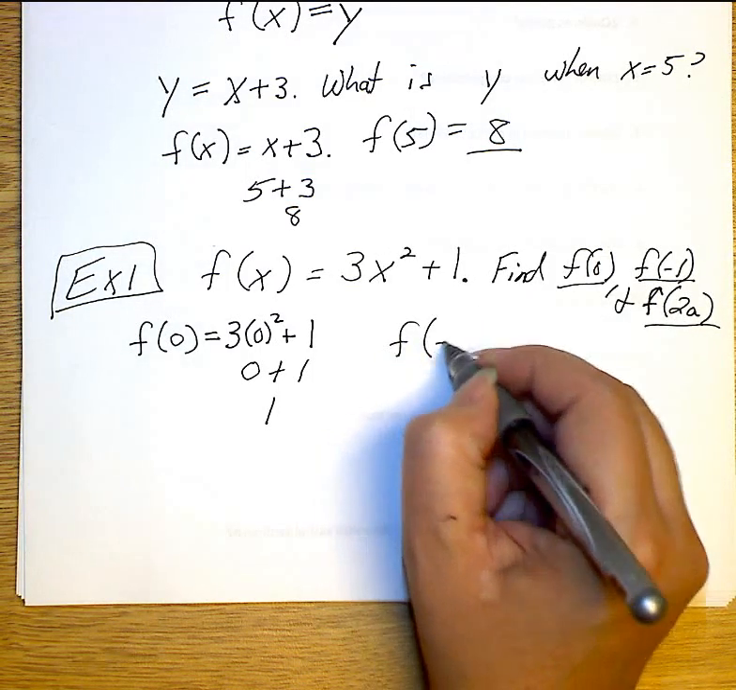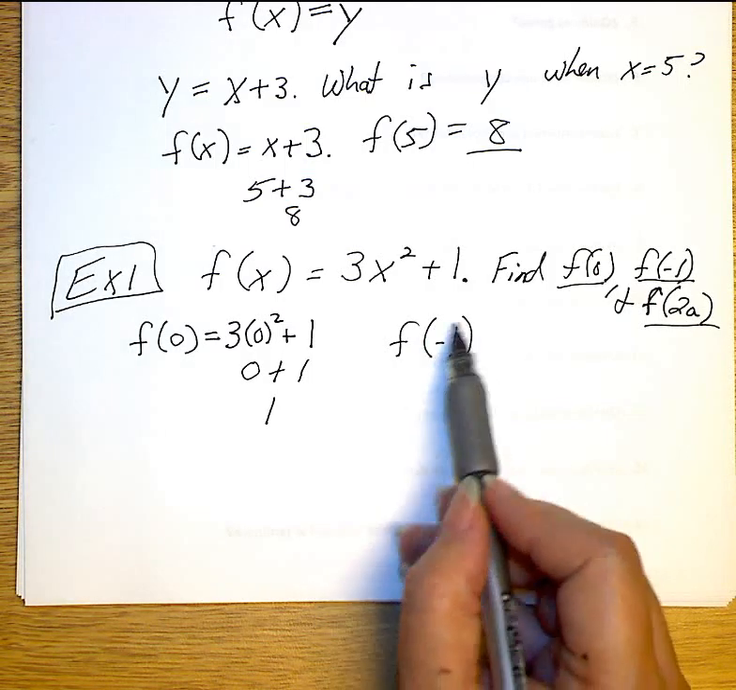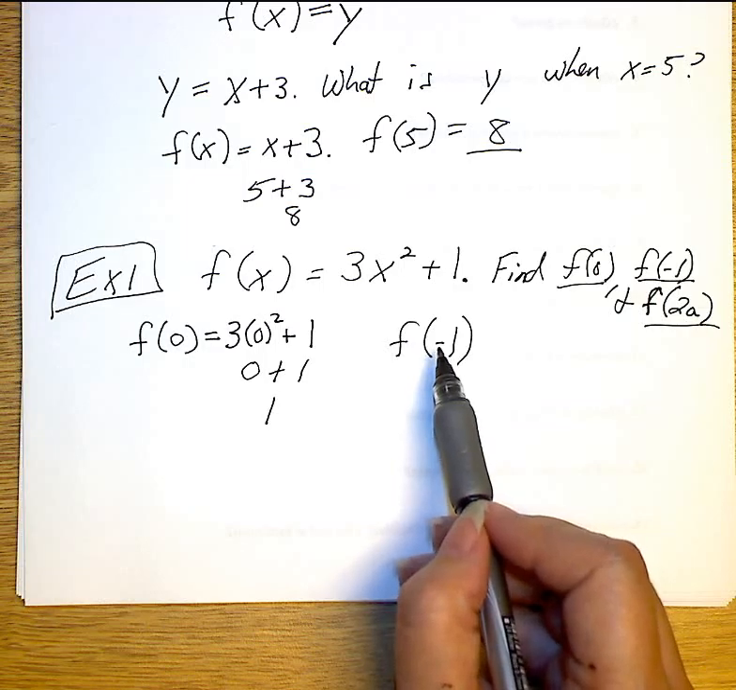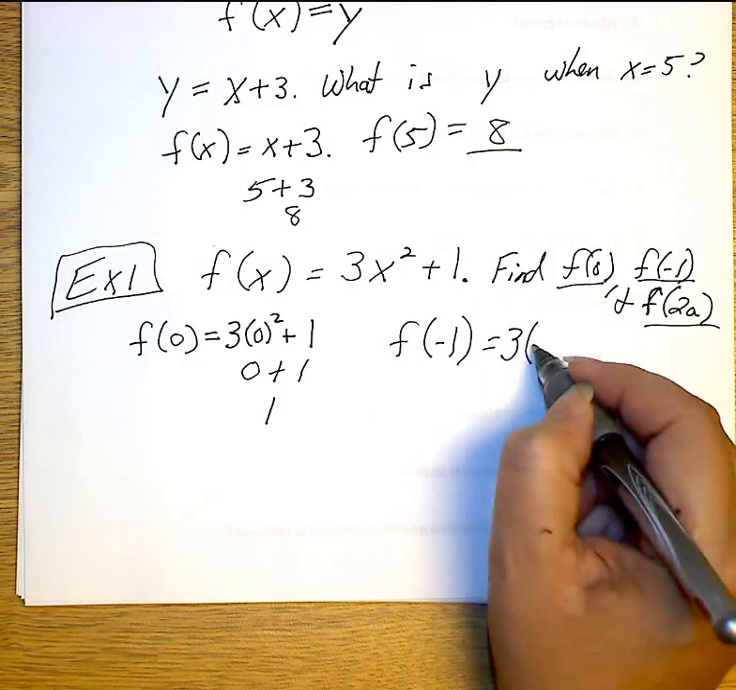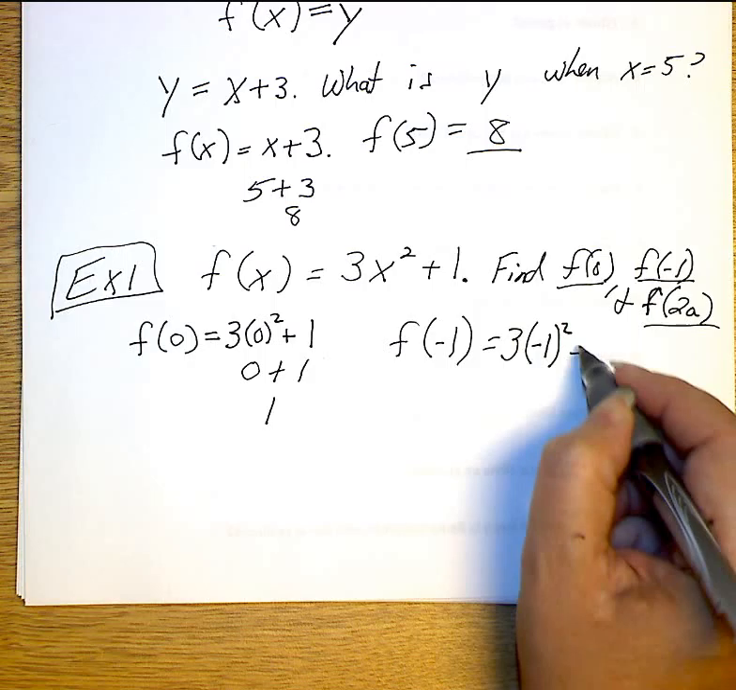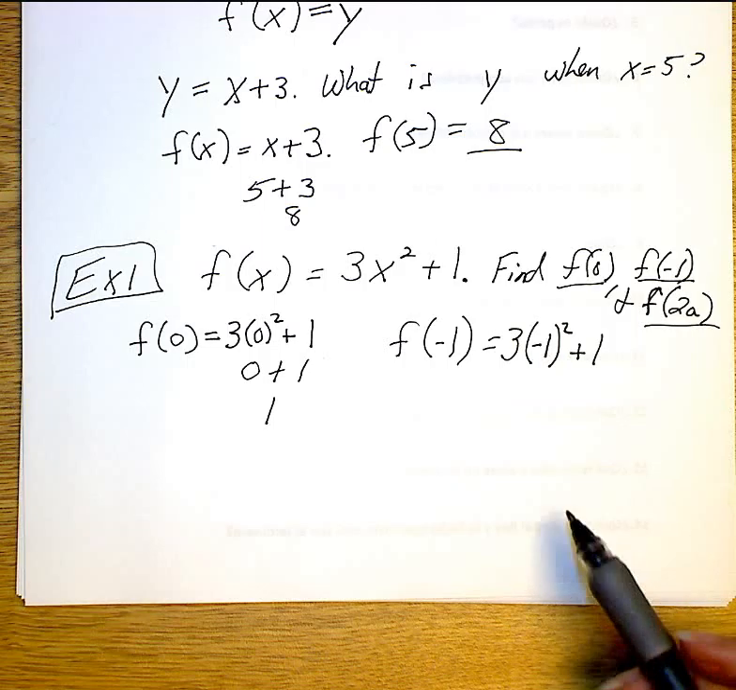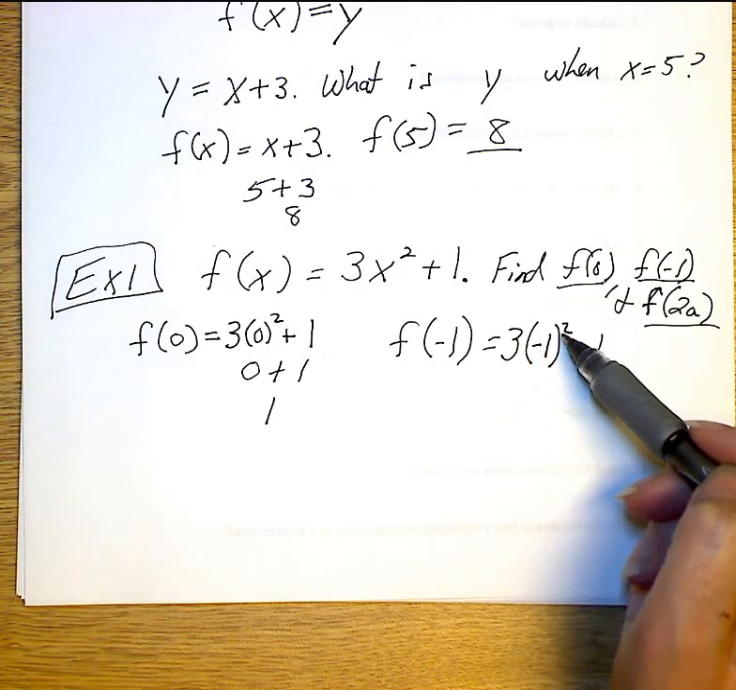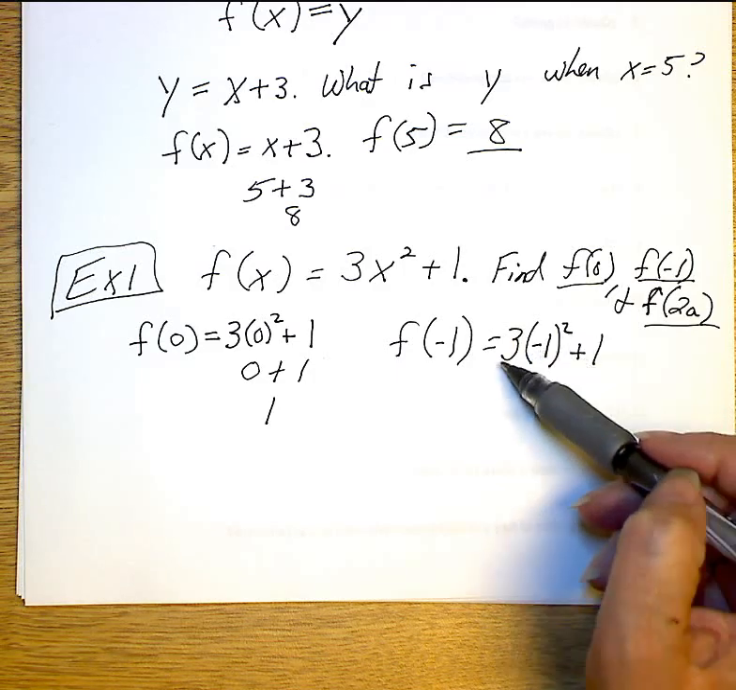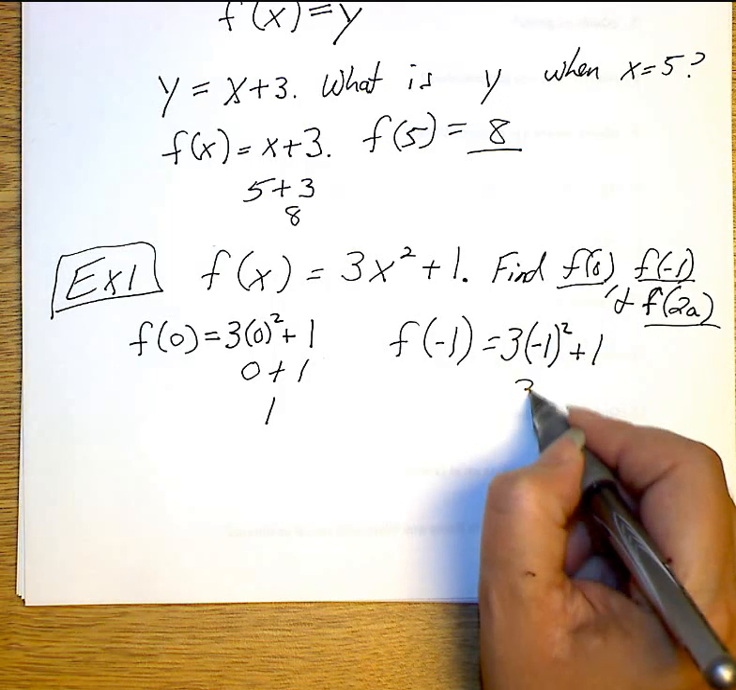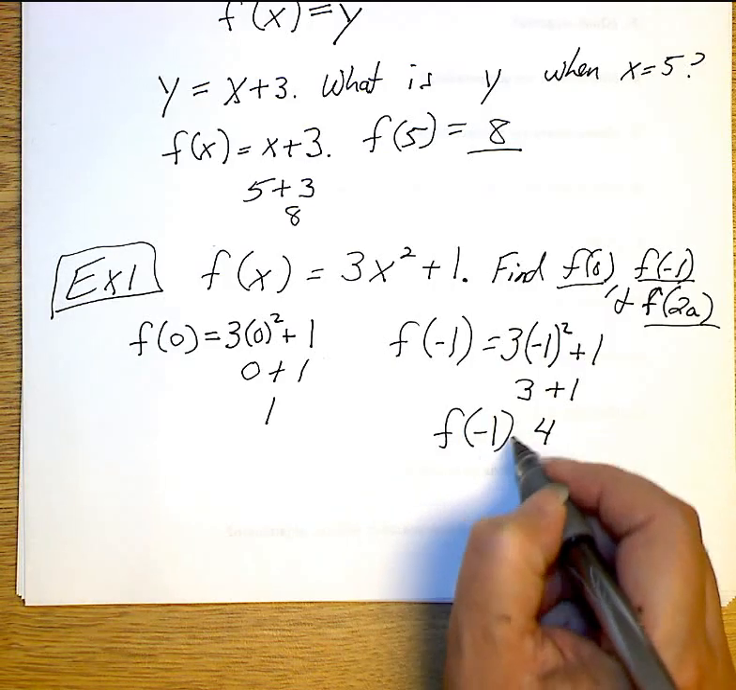F of negative 1. So what am I going to do with that negative 1? Put it in for my x. So I have 3 times negative 1 squared plus 1. Negative 1 squared is what? Negative 1 times negative 1 is 1. 1 times 3 is 3, plus 1. So 4. So that tells me that f of negative 1 equals 4.